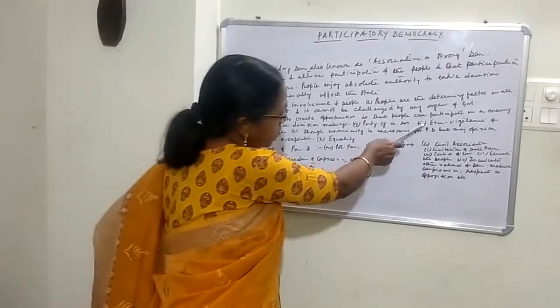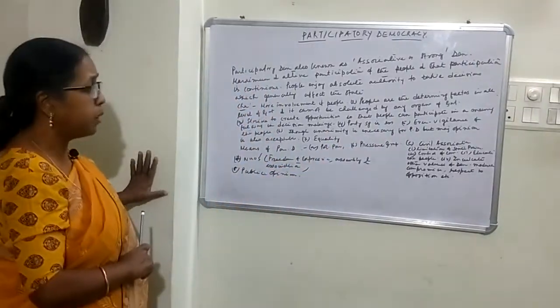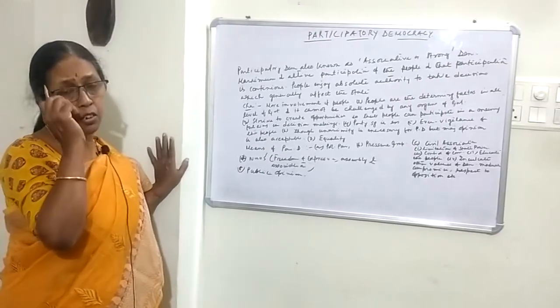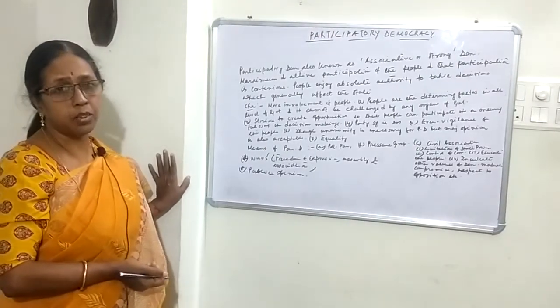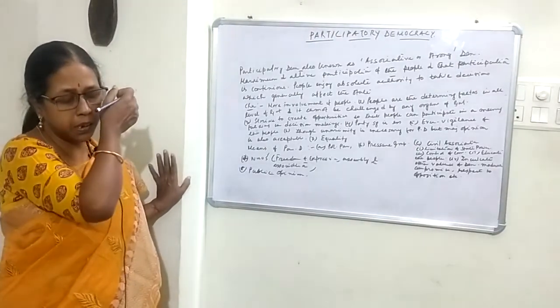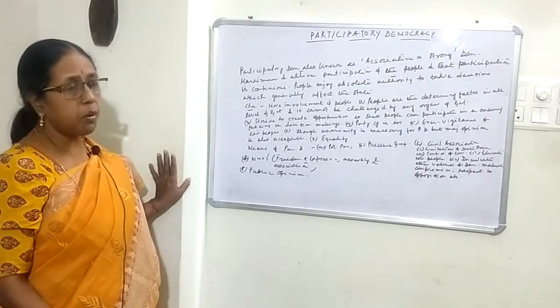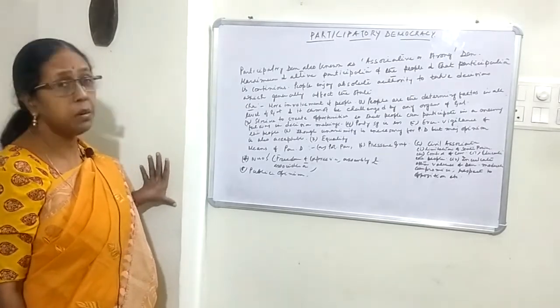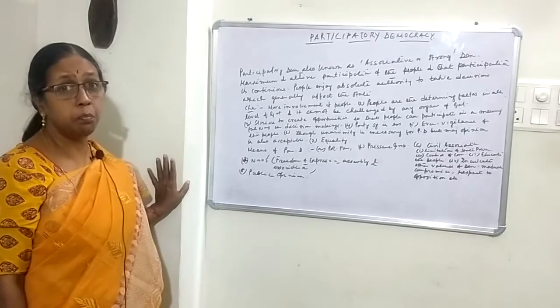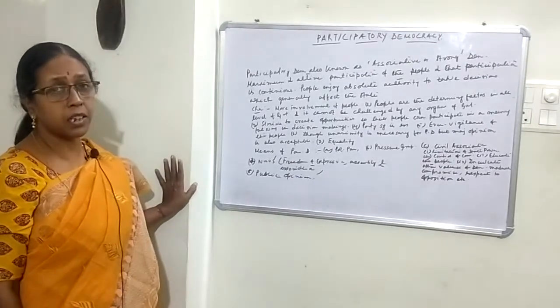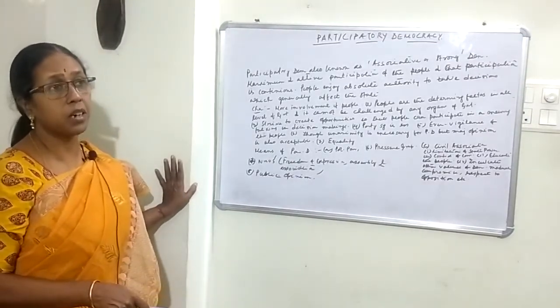The next characteristic is ever vigilance of the people. If you are interested to participate in the democratic process, if you are interested to participate in the political process of your country, you should be ever vigilant. That means you should be an alert citizen. You must know what is going on in your country.